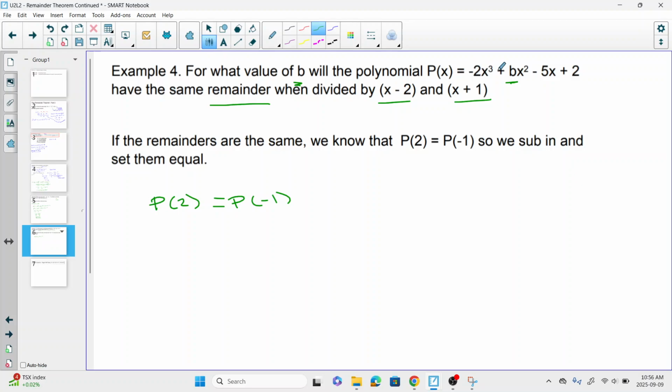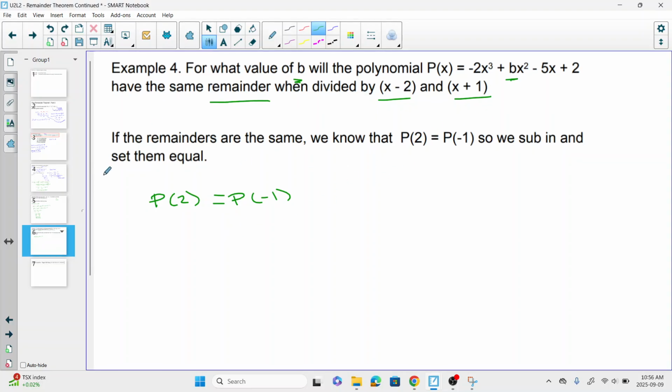If we subbed in positive 2 into this function, we would get back a remainder, and we want to know when that remainder would be the exact same if we subbed in a negative 1, for what value of b, the coefficient of this degree 2 term. So pause the video right now and try this on your own, and then come back and check your work.